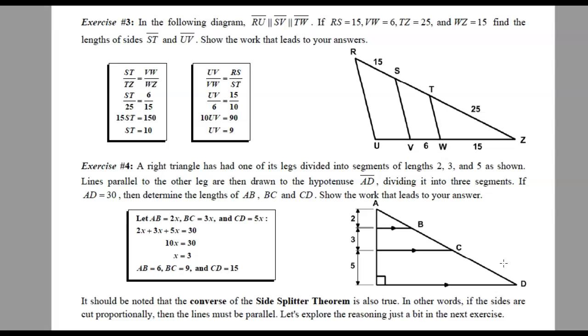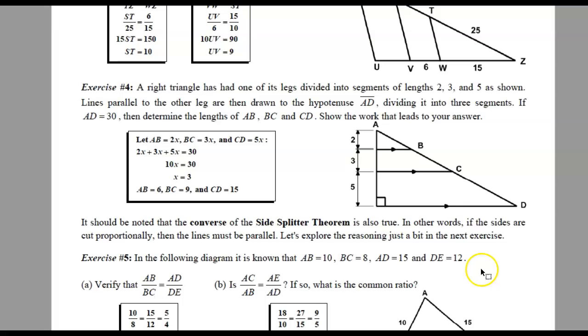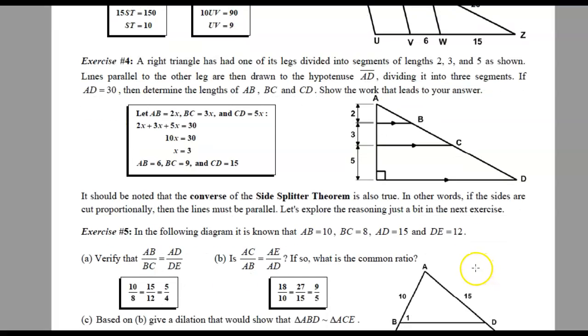All right, so side splitter will work even if we don't have a completed segment, because we know that the ratios are going to apply. It should be noted the converse is also true. So if we know the sides are proportional, that's a way to prove that the lines are parallel too. We don't always have to go from parallel to proportional. We can go the other way.